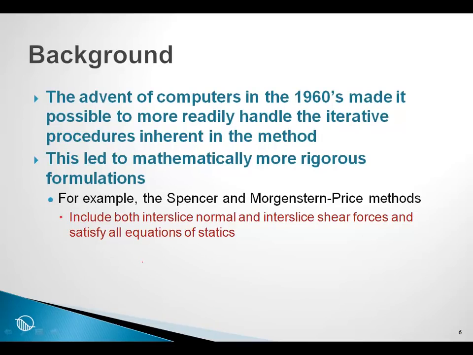Later, the advent of computers in the 1960s made it possible to more readily handle the iterative procedures inherent in the method, and as a result this led to mathematically more rigorous formulations. For example, the Spencer or the Morgenstern-Price methods. These methods include both interslice normal and interslice shear forces and satisfy all equations of statics.